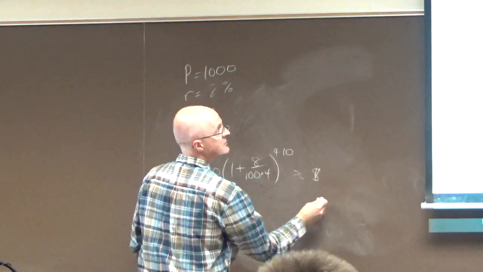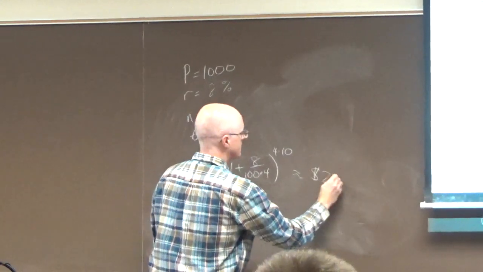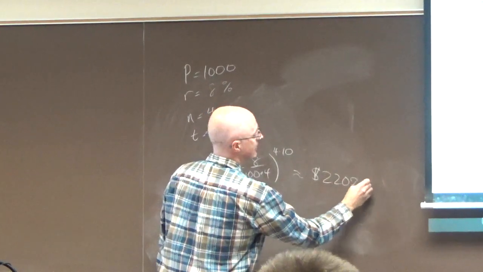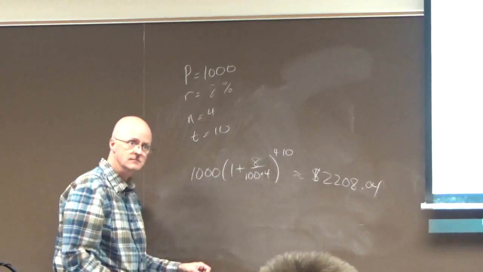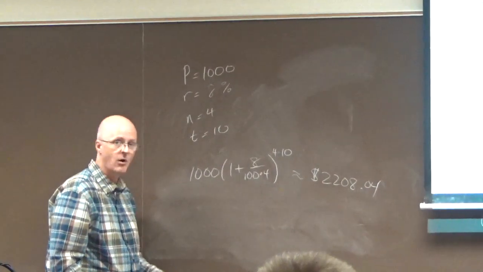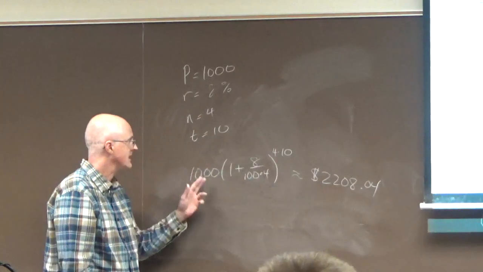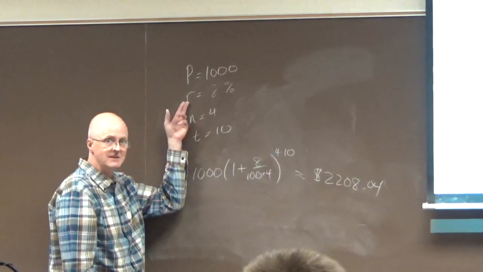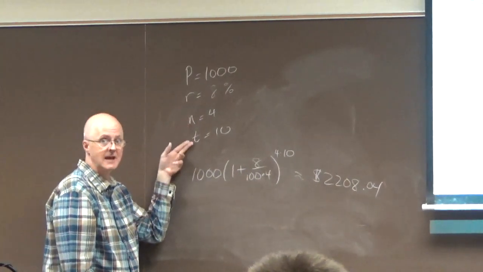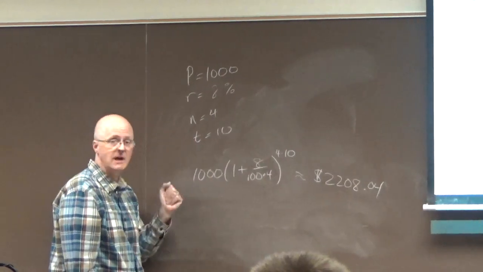is approximately $2,208.04. It's how much your investment would grow over the course of 10 years. $1,000 investment at an 8% interest rate compounded 4 times a year for 10 years. It more than doubles.